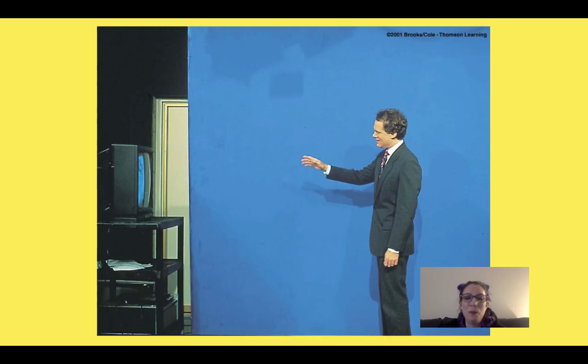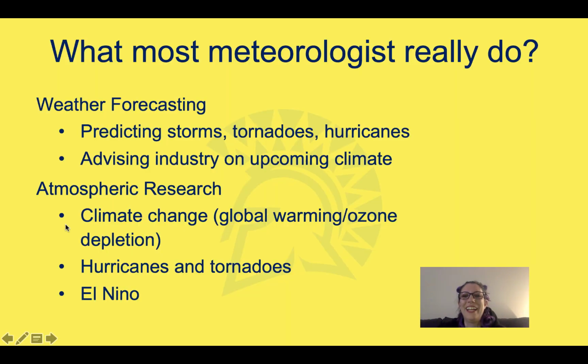If you are on the news and you choose to do that, this is what your job would look like, a little bit different today, because this isn't 1975 anymore. Look at that TV. Anyway, what most meteorologists really do is weather forecasting. They predict storms, tornadoes, hurricanes. They might advise industry on upcoming climate. I used to work at Omaha Steaks, and they had a weather person there who would help them understand when to put more dry ice into the coolers when it got really hot in different areas of the country.